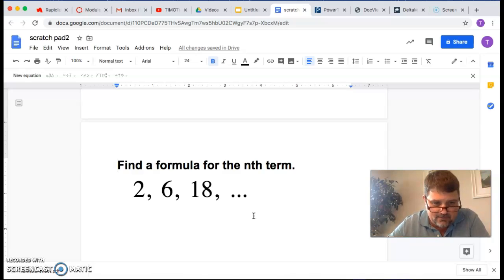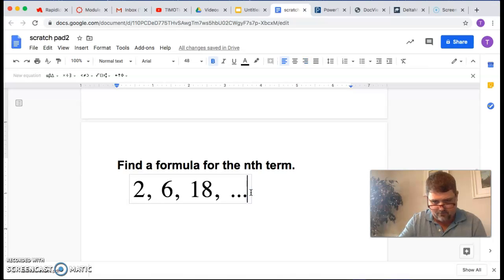So 18 minus 6, oh, that's 12. 6 minus 2 is 4. They're not the same, it's not arithmetic. It's just that simple. Then we go to test it for it being geometric, so that means it has a common ratio. 18 divided by 6, and that's 3. 6 divided by 2, that's 3. So this is a geometric sequence.